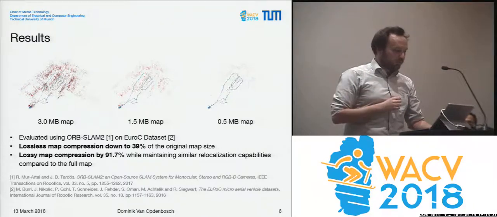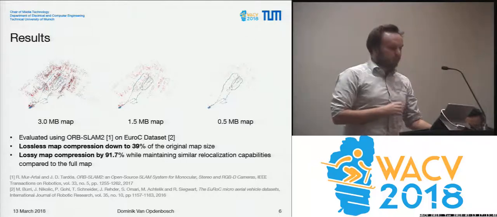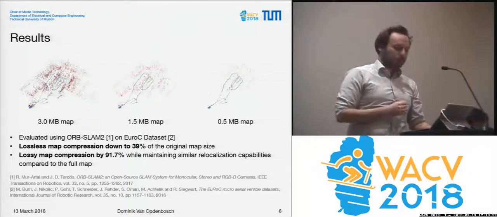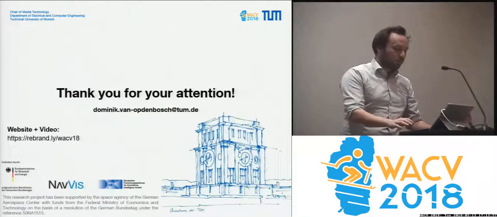For the lossless map compression, we can achieve a reduction to 39% of the original map size without losing information. And for the lossy map compression, we can compress by 91.7% while maintaining similar relocalization capabilities compared to the full map. So that's all from my side.